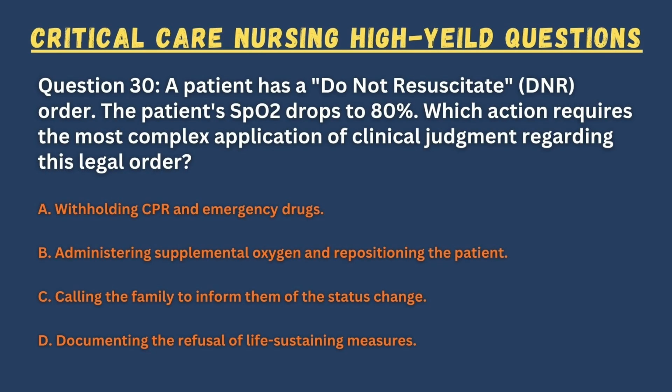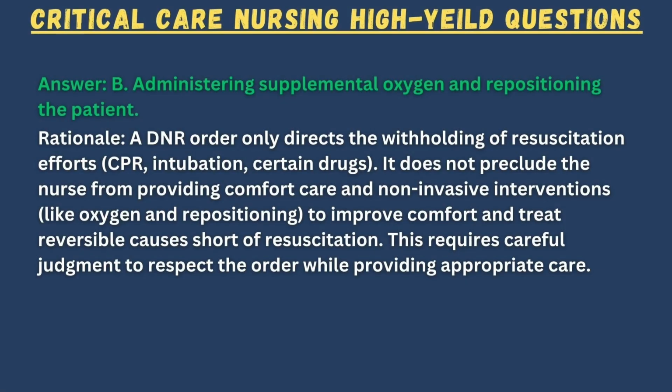Question 30. A patient has a do not resuscitate (DNR) order. The patient's SpO2 drops to 80%. Which action requires the most complex application of clinical judgment regarding this legal order? A. Withholding CPR and emergency drugs. B. Administering supplemental oxygen and repositioning the patient. C. Calling the family to inform them of the status change. D. Documenting the refusal of life-sustaining measures. Answer: B. Administering supplemental oxygen and repositioning the patient.